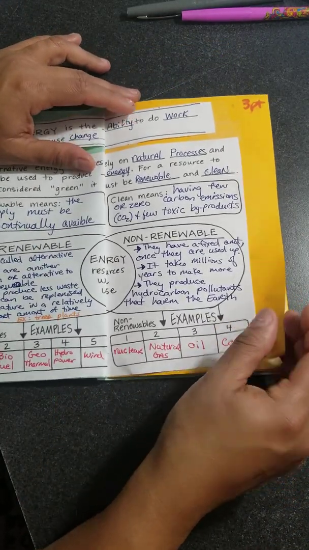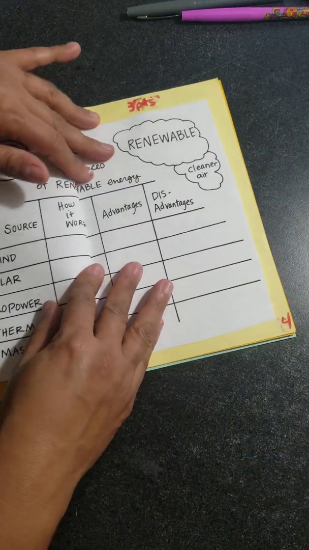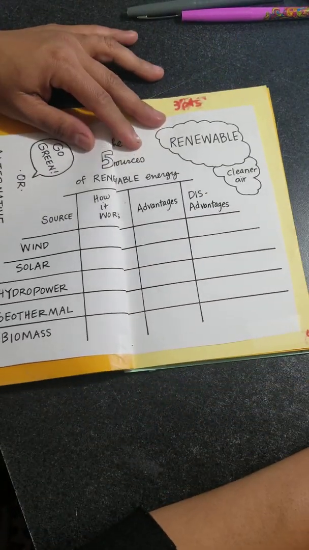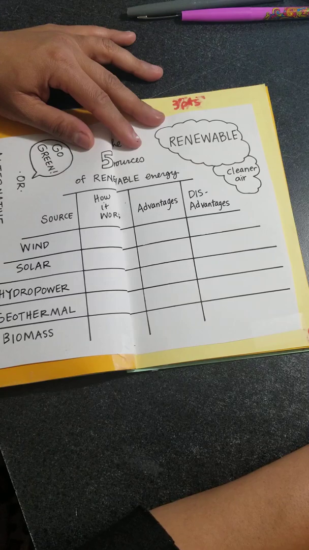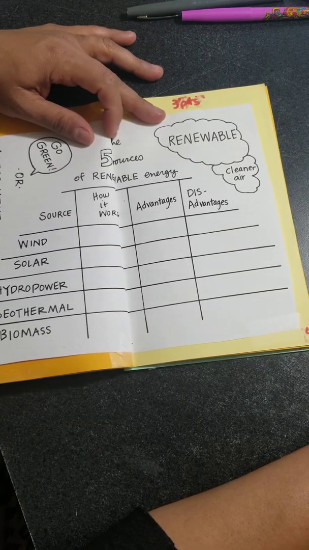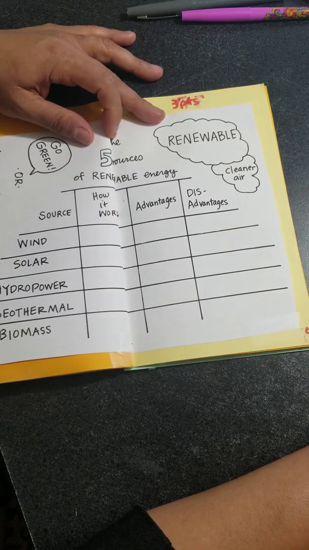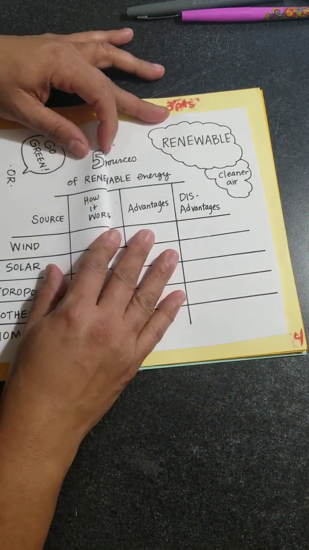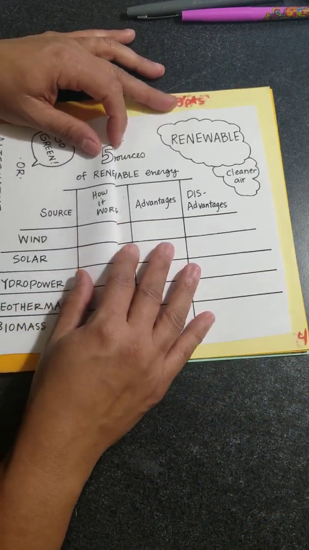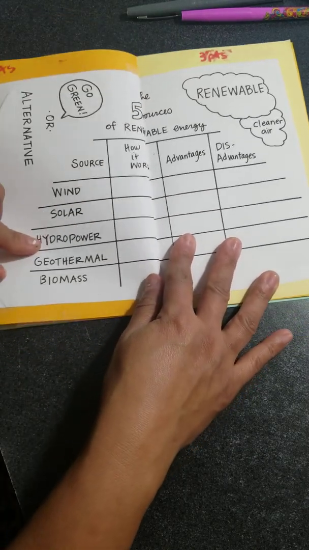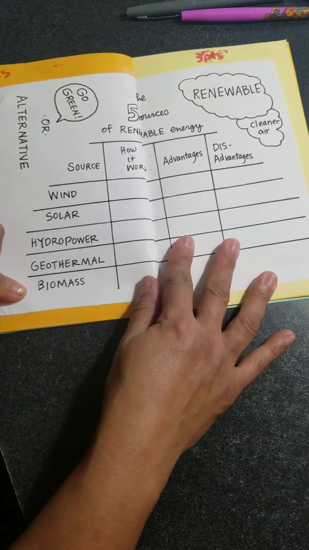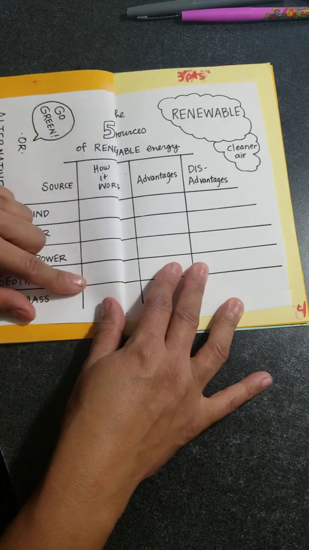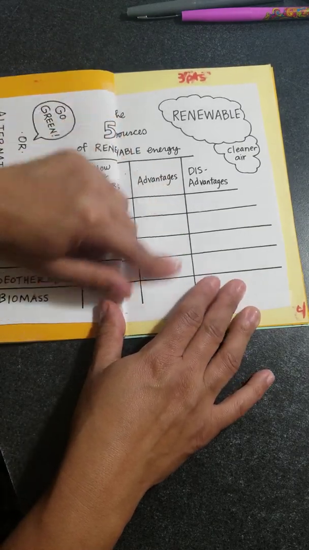Alrighty, let's turn to pages 3 and 4. It looks like this. Okay, so let's look at this one. We're talking about alternative, renewable. There are 5 sources of renewable energy, right? Wind, solar, hydropower, geothermal, and biomass. We're going to talk really quick about how it works, the advantages and the disadvantages.